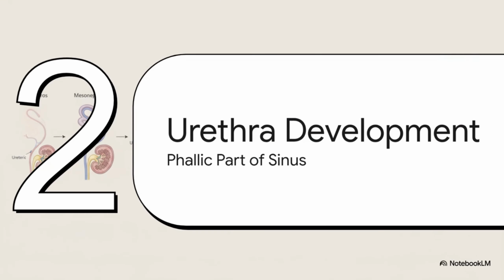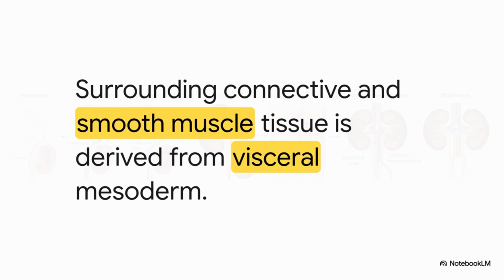Moving right along, Section 5, Development of the urethra, the phallic part of the urogenital sinus. Okay, so we knocked out the upper part of the urogenital sinus. We're going to skip over the brief middle pelvic part for now and follow the anatomical path downwards to the third and final section, the phallic part. This is what gives rise to the urethra. And here's a foundational gold star rule of embryology to keep in mind. While the inner lining of the urethra is endodermal, the surrounding connective tissue and the smooth muscle that wrap around and control it is derived entirely from the visceral mesoderm.